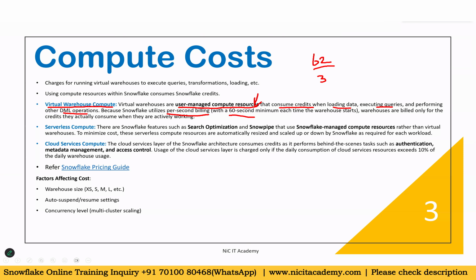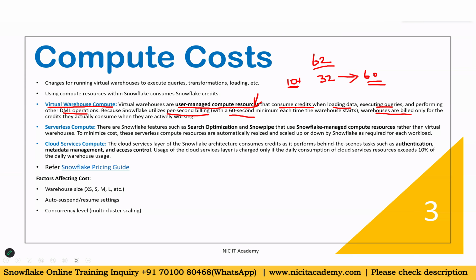If I'm running a query for 32 seconds, then they will calculate for 60 seconds, because minimum is 60, that is 1 minute. Even if the query is running 10 seconds, they will calculate for 60 seconds only. I will show you that calculation, everything. So warehouses are billed, multiple queries will be running in parallel.